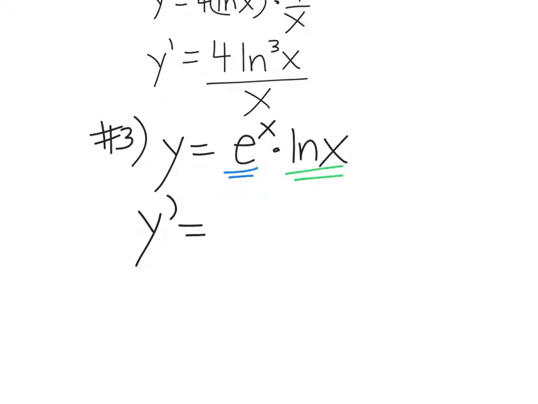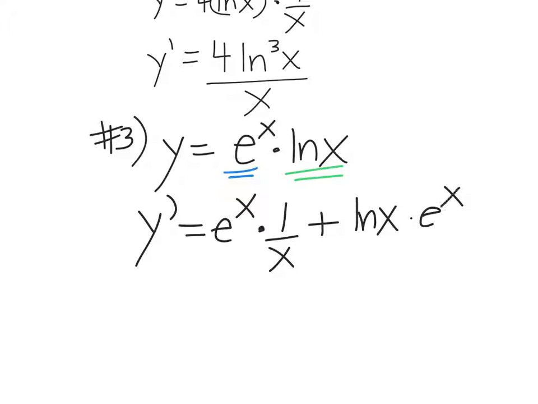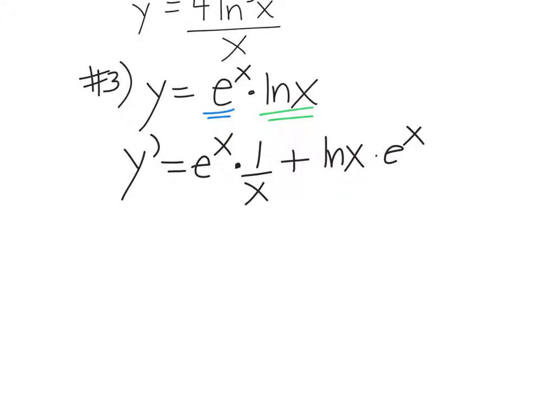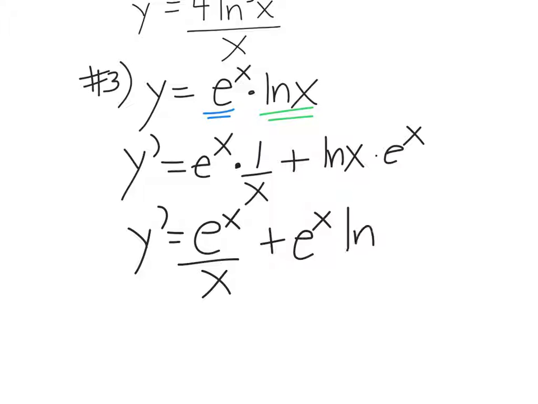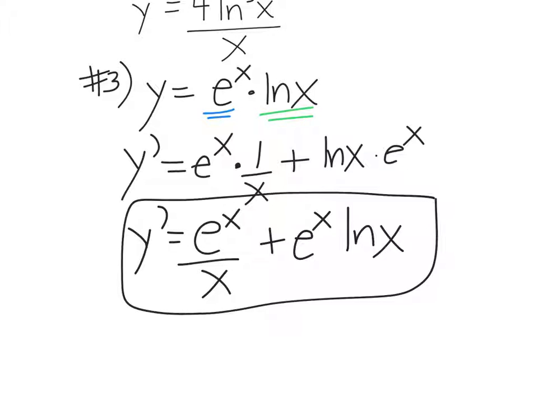All right, so a is e to the x times b prime is 1 over x, plus b is natural log of x times the derivative of a, which is e to the x. And then there's nothing to really simplify here. You might want to rewrite this as e to the x over x plus e to the x natural log of x. That would be perfectly fine. But you could leave it like the other one because there's nothing to simplify.